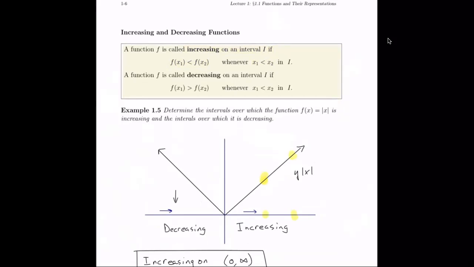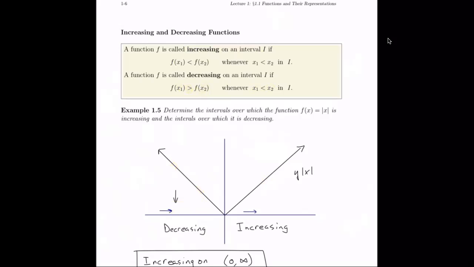Okay? And similarly for decreasing, the only change is this. We swap this inequality right here. We still go in order from x1 less than x2, right? So we're thinking about moving from left to right, but in this case, our function values go downward as we go from left to right. So f of x1 is greater than f of x2. And if that's the case, then we're decreasing.